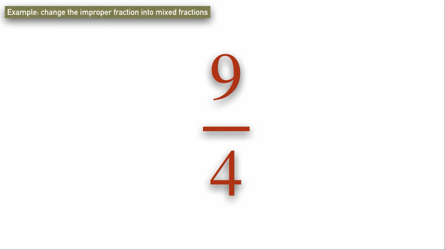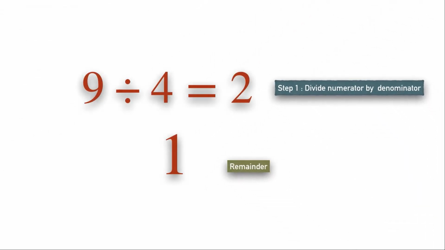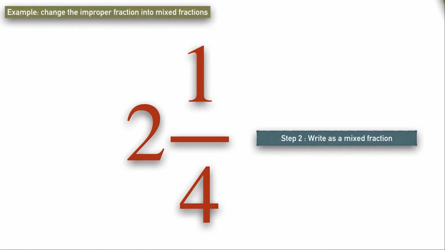Here's another example. 9 over 4. 4 goes into 9 2 times, but leaves a remainder of 1. So now we can write this as a mixed fraction. There are 2 wholes. The whole number goes in front of the fraction, while the remainder is at the top and the denominator stays as it is in its place. I hope you get it.